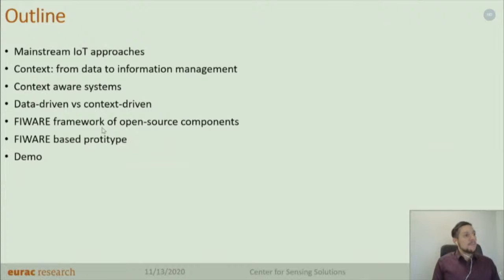And we will then go to a new definition of information that we will call context, and we will try to state how we can pass from data to information management. Then we will show you how a context-aware system works, and we will compare the data-driven and the context-driven systems. And in the end, we will show you a live demo of the prototype we accomplished by means of FIWARE to put in place a smart irrigation routine.